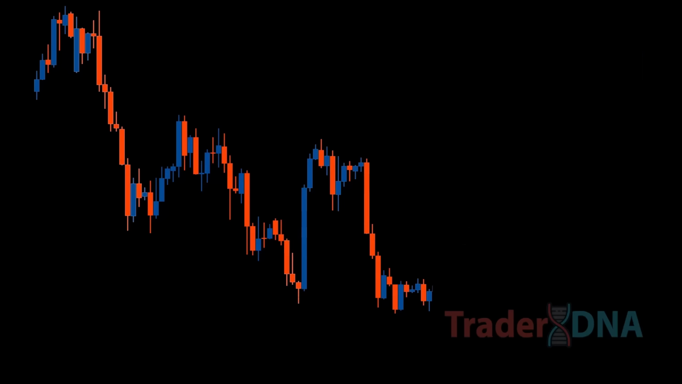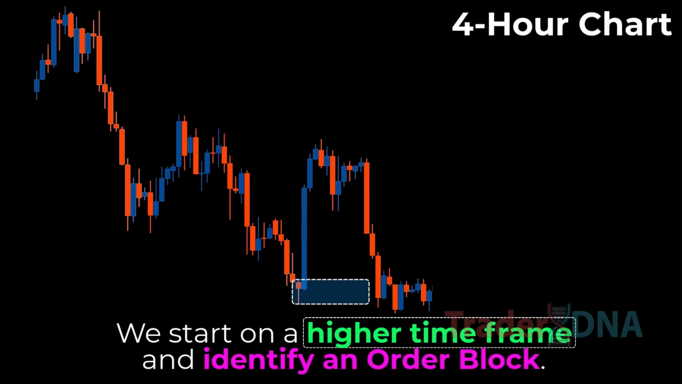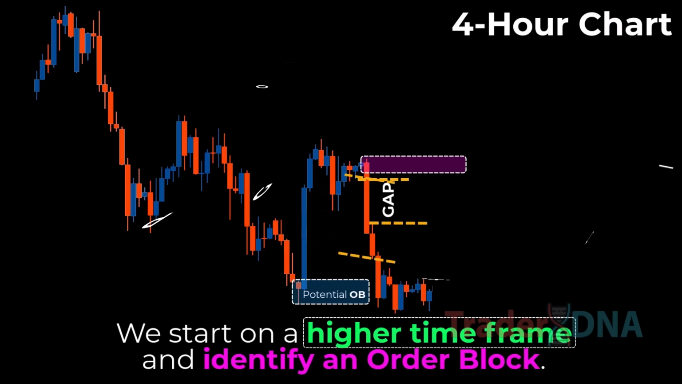For this first strategy, we start on a higher time frame and identify an order block. In this example, we're on the Bitcoin USD 4-hour chart. Right away, we spot 2 major moves, one bullish, one bearish. Both moves show inefficiency, which means we potentially have 2 order blocks, one bullish and one bearish. But potential isn't enough. We need confirmation.